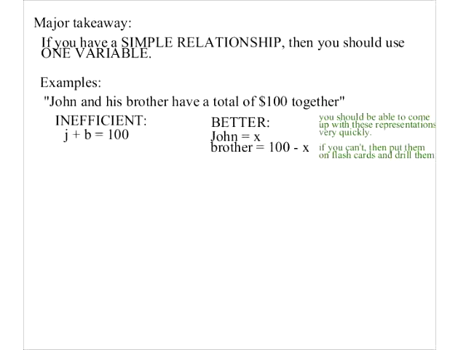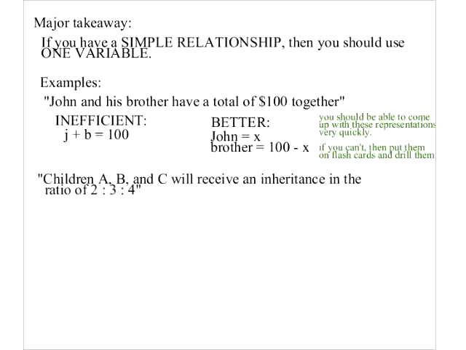Let's look at a couple more examples of simple relationships. Here's one that's like what we saw in the last problem. Let's say children A, B, and C will receive an inheritance in the ratio of 2 to 3 to 4. Again, in the text box, tell the best way to do this. The inefficient way to do this is to say three variables, A, B, C, where A to B to C is 2 to 3 to 4.